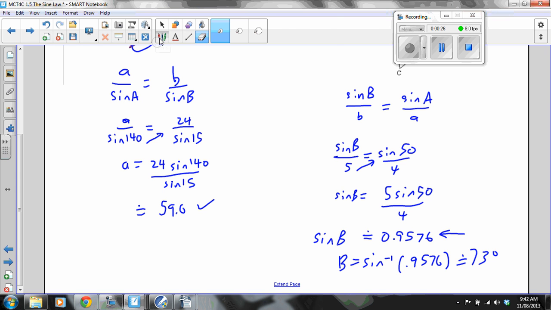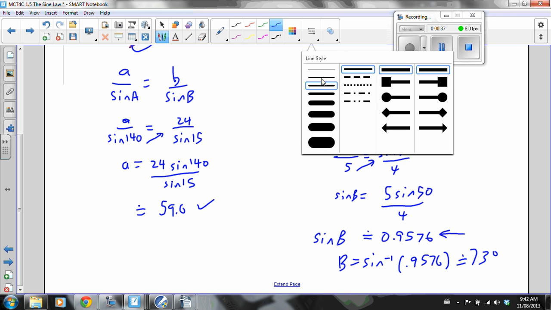This idea of when the second solution comes in when we're solving triangles. And it's a bit of a strange thing. So let's get into that.